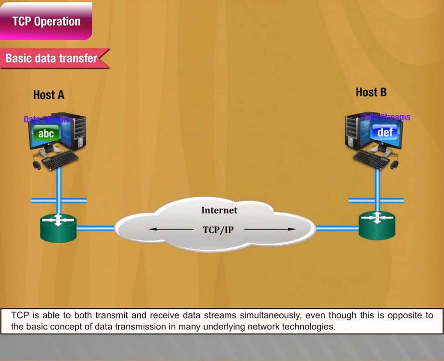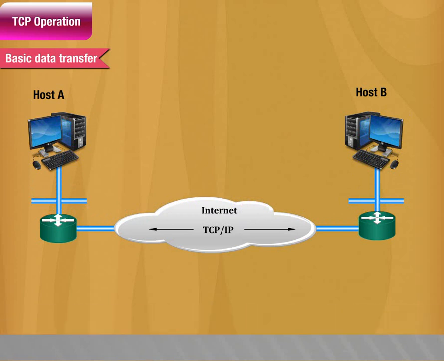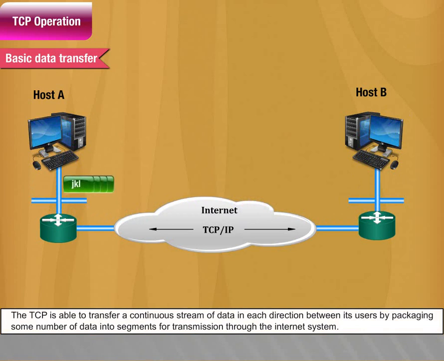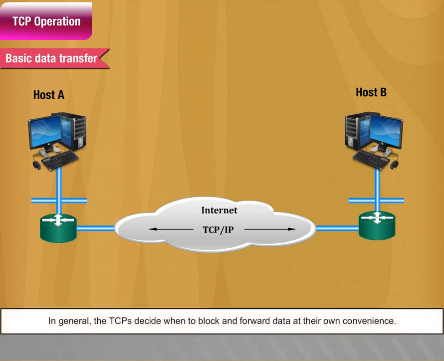TCP is able to both transmit and receive data streams simultaneously, even though this is opposite to the basic concept of data transmission in many underlying network technologies. The TCP is able to transfer a continuous stream of data in each direction between its users by packaging some number of data into segments for transmission through the Internet system. In general, the TCPs decide when to block and forward data at their own convenience.